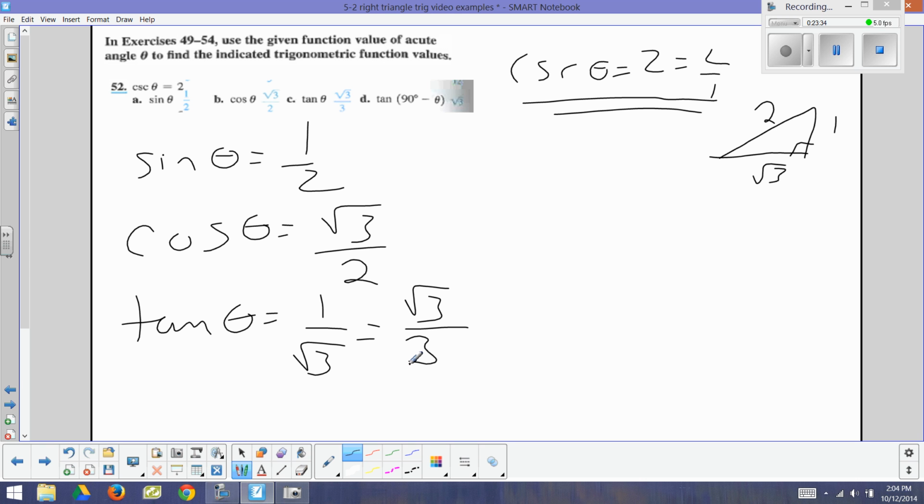And tangent of 90 minus theta is the same thing as the cotangent of theta. So if you want, you can just look at the cotangent of theta, and that's radical 3 over 1, which is radical 3.